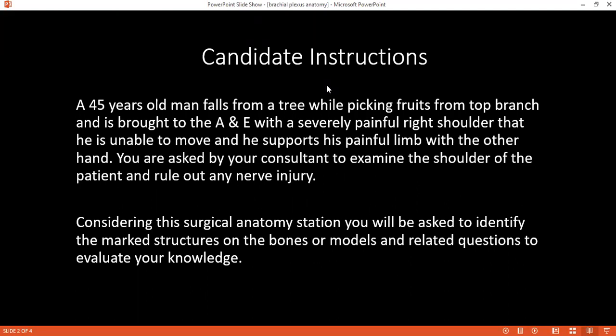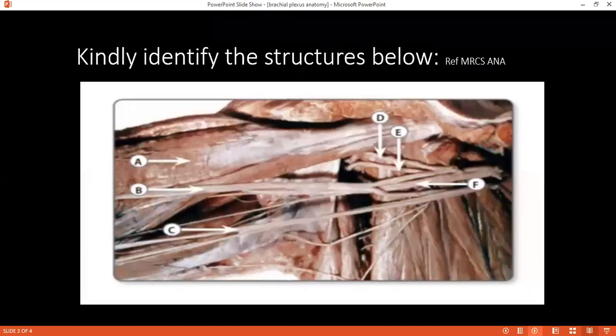Yes, so if you have read and understood, considering this surgical anatomy station, kindly tell me which organ you are looking at. If you can identify the structure, axillary region, axilla of which side would you be able to guess? The right side. Right side, very good. Can you identify structure A? It is the biceps brachii.